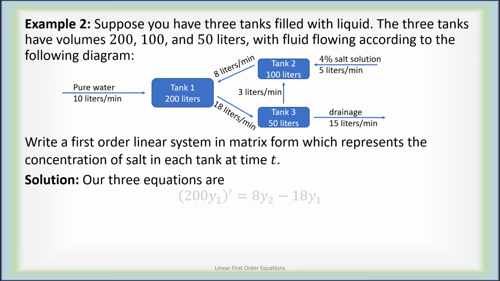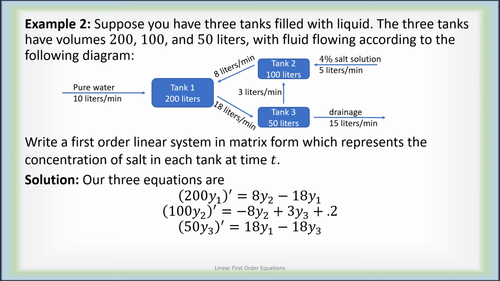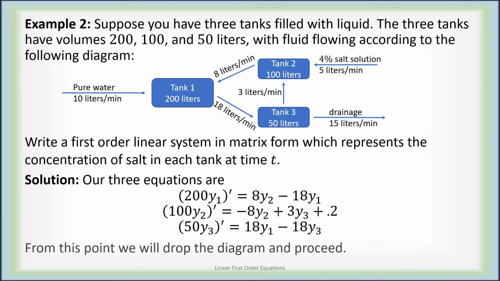So what 3 equations do we have? 200Y1 prime is 8Y2 minus 18Y1. 100Y2 prime is minus 8Y2 plus 3Y3 plus 0.2. And 50Y3 prime is 18Y1 minus 18Y3. From this point forward, just to recover some space on the page, we're going to get rid of that diagram up above. We've got our fundamental equations that we're going to work with. The diagram is no longer helping us.